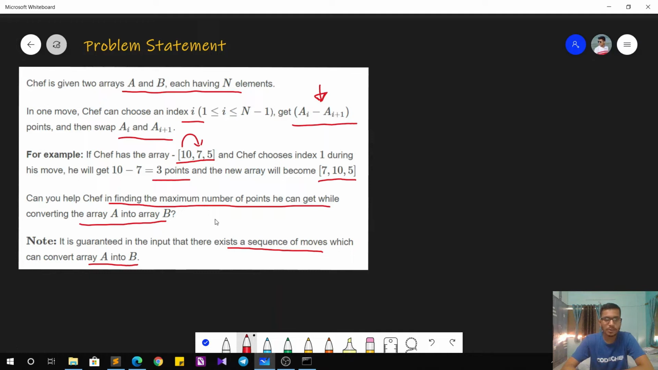So this is pretty much the question. The question is pretty easy. The statement is easy to understand. Now let's understand more in the solution approach.